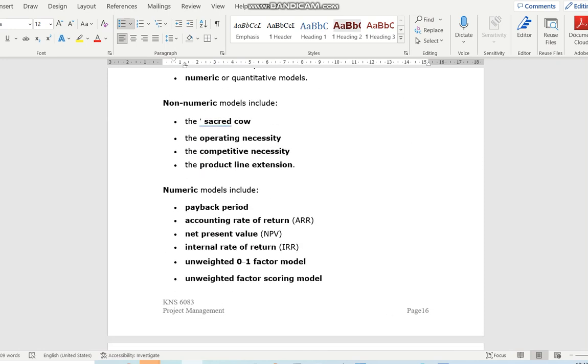There are many different types of models you can use. Some of it is what we call a non-numeric model. It's like, is it an operating necessity? Is it a competitive necessity? Is it a production line extension? Some of these are qualitative, and some of it is very quantitative. You want to do the measurement quantitatively.